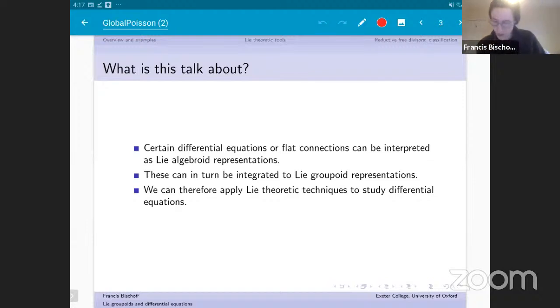This project actually goes back to the beginning of my PhD studies under Marco Gualtieri. So I learned about this philosophy of studying differential equations via groupoid representations from him.